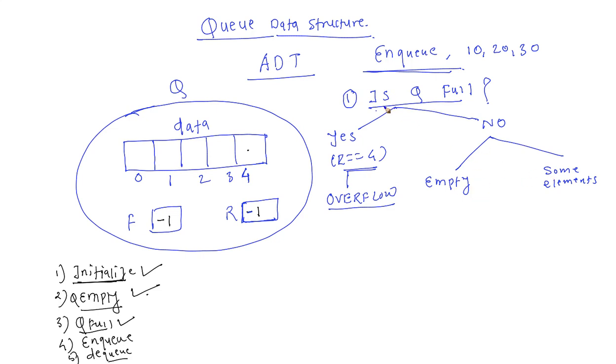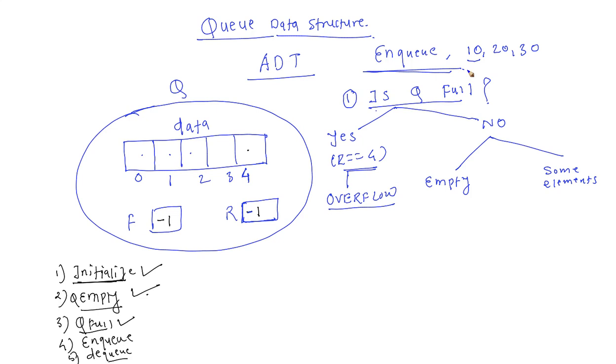After making sure that the queue is not full, there are two situations. First is the queue is empty, there is nothing inside the queue. The other is there are a few elements, that means the first few positions may be occupied and the rest may be empty. Now let's try to insert this 10 by using this flow chart, or this procedure.